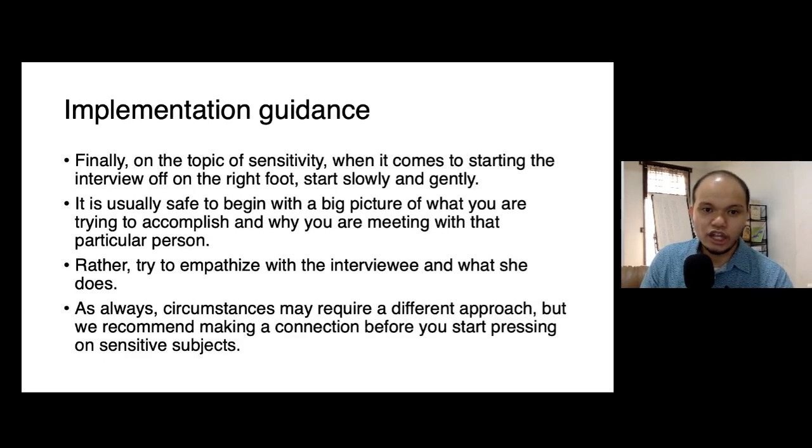okay? And on the matter of sensitivity, don't jump in right away with the sensitive topics. Don't jump in right away with taboo. Don't jump in right away with subject matter that would put the interviewee in an awkward situation. That is going to be counterproductive. Okay, you're not gonna extract much from it. It's usually safe to begin with a bigger picture. Sometimes it's you talking more. I mean, that's probably fine.